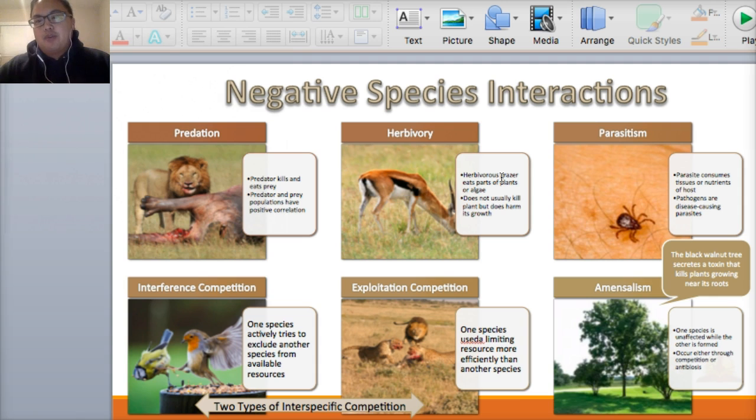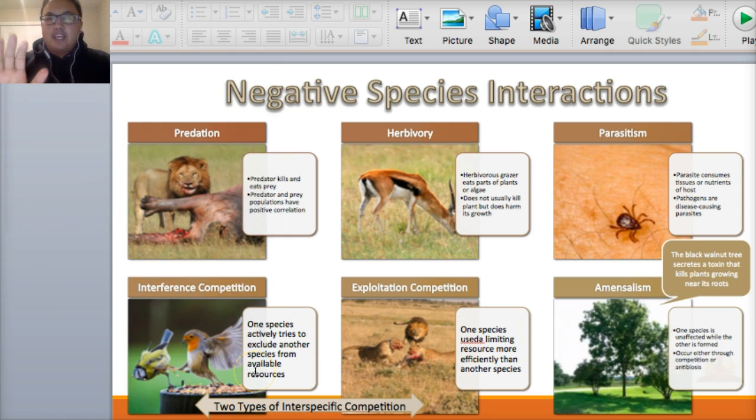Plants don't grow anymore. Parasites consume tissues or nutrients of the host, and they can also cause diseases inside the host, as they are sucking whatever nutrients, blood, whatever from there. Another negative interaction.